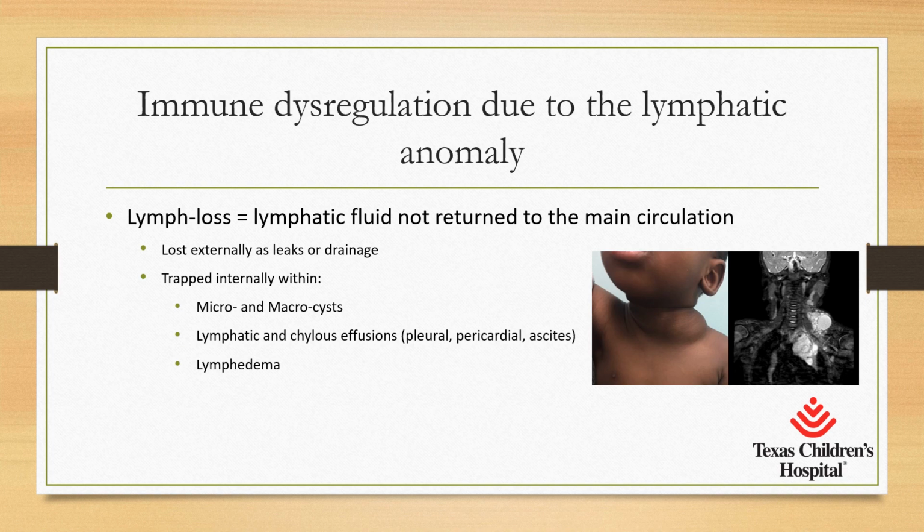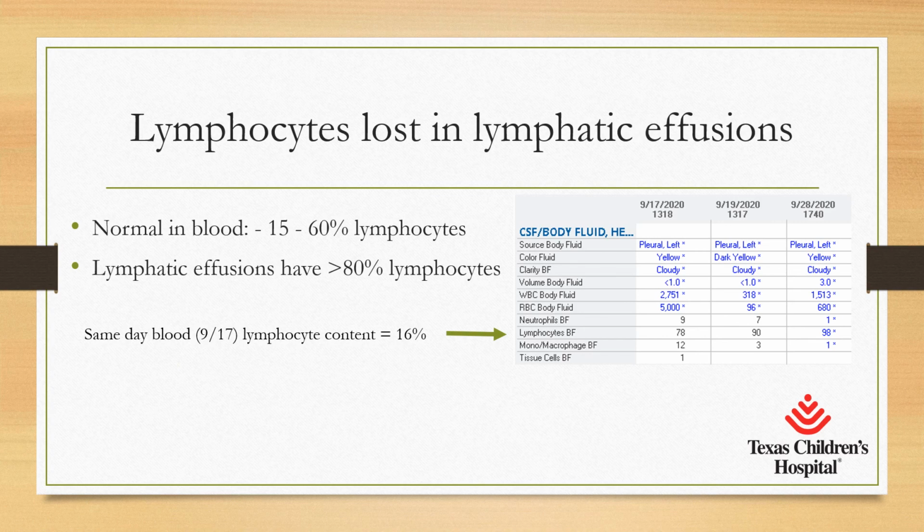But again, you can see that even in simple lymphatic malformations, this fluid gets trapped within the cysts, and again, it is not returned to the main circulation. So those lymphocytes that are trapped within those cysts, again, they don't go through the typical maturation process. In lymphatic effusions, even more. So in complex lymphatic anomalies, there is a higher loss of the lymphocytes.